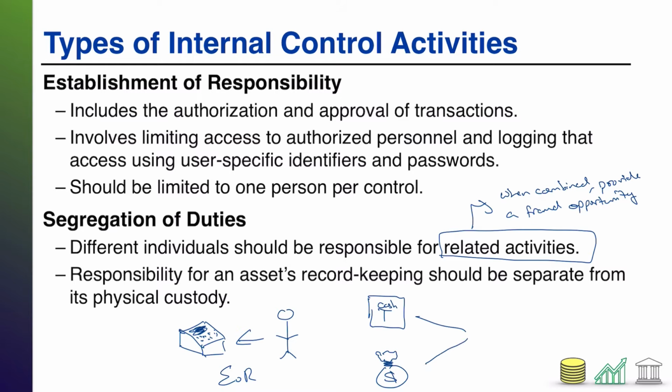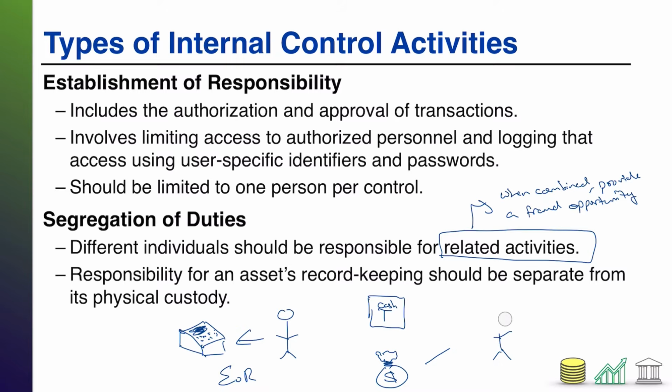If the same person does both of these activities, there is nothing stopping that person from simply leaving a transaction out of the cash ledger and leaving that same amount of money out of the bank deposit. That person could simply take that money and put it in their own pocket, right? That's a problem. The duties that, when combined, enable a fraud opportunity are not being kept separate from one another.